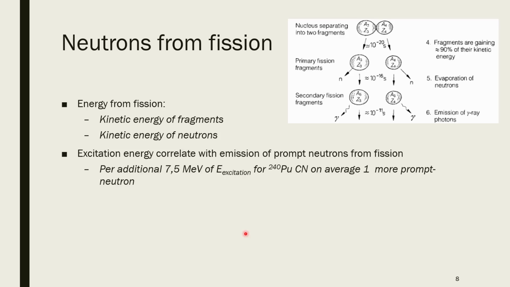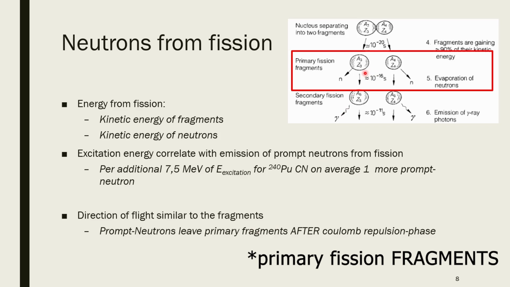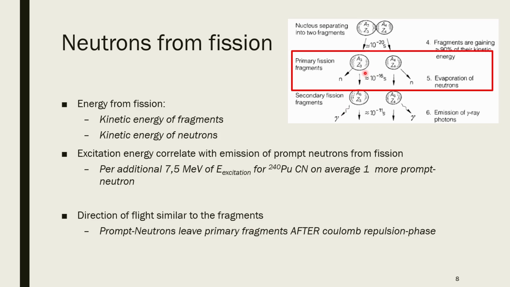And if we look at the numbers, per additional 7.5 mega electron volts of excitation energy coming from the initial neutron coming into this fissile material, in this example, it would be plutonium 239, which forms the plutonium 240 compound nucleus, on average, we get 1 more prompt neutron emitted from it. So it is really important that these neutrons are released by the primary fission products, which means that the direction of flight is similar to this of the fragments. So you have this Coulomb repulsion, and after this, you then get the prompt neutrons.